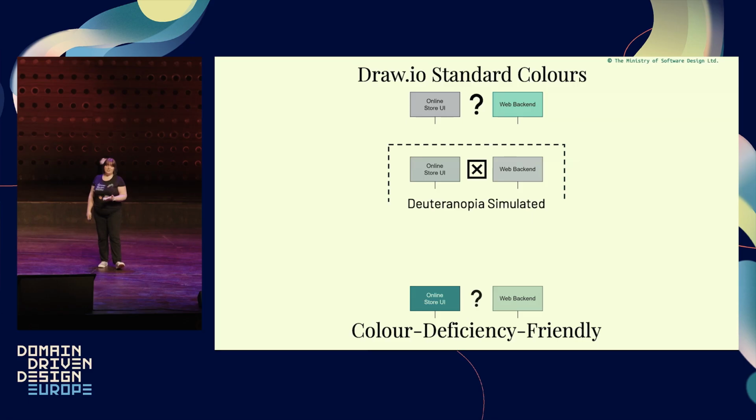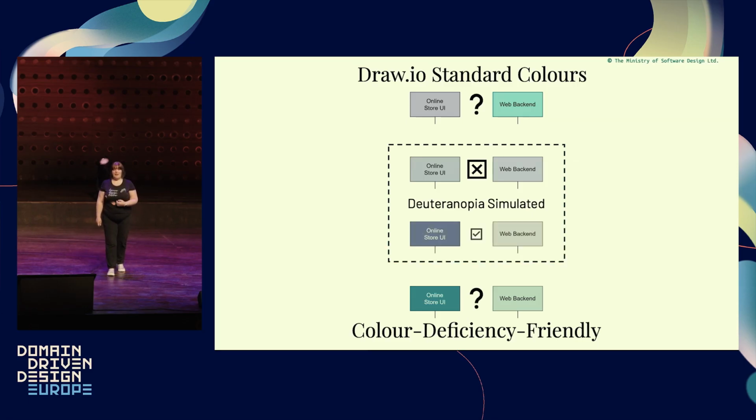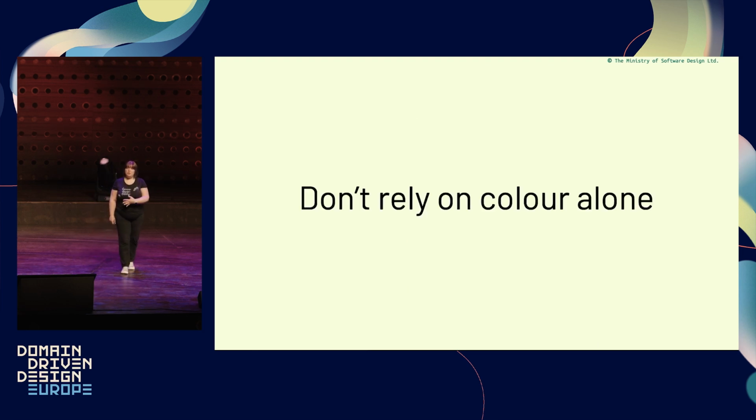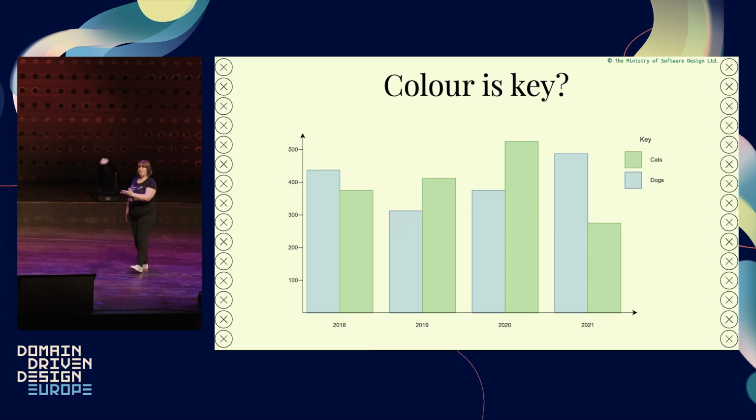Now, if we look at the color deficiency friendly version I've got, we can simulate that and they look very different to each other. So do not assume that Visio or Draw.io or Miro or whatever you are using has got a colorblind friendly palette. Now the big message here is do not rely on color alone. You can use a color simulator, but what it's better to do is to think, what else could I use instead?